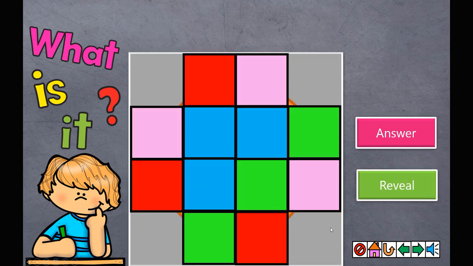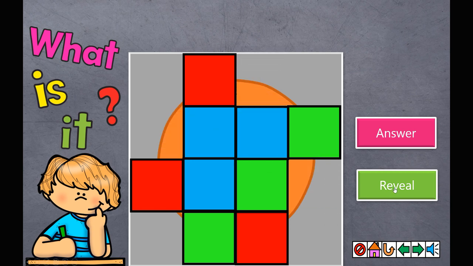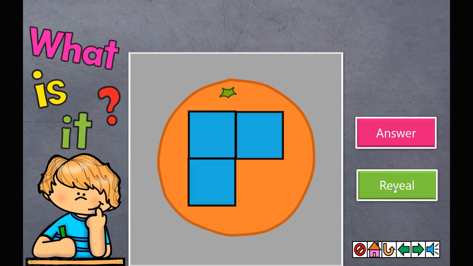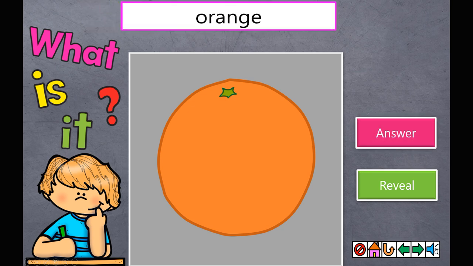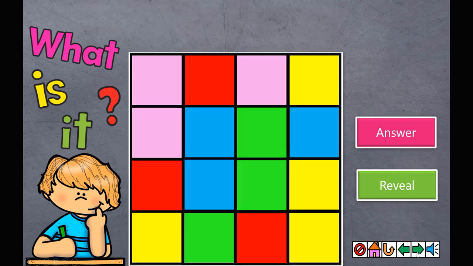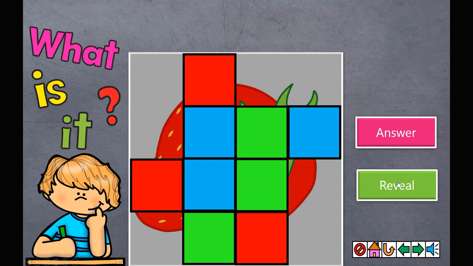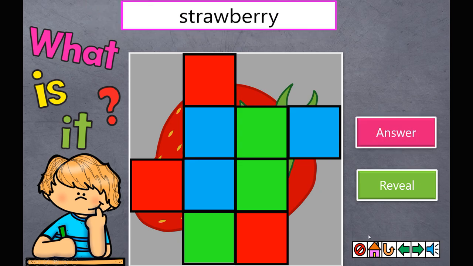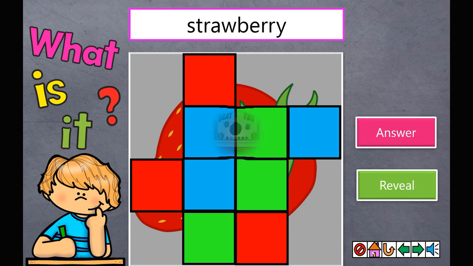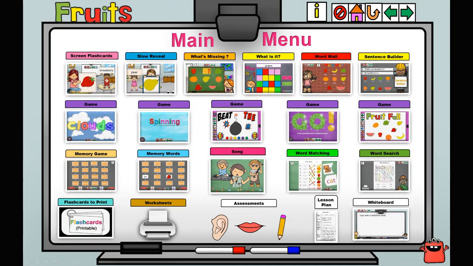And they disappear at different places each slide, so it's not always the same, which is nice. Orange, there we go. Strawberry. I use these on my students also, by the way, all the time, and they love them.